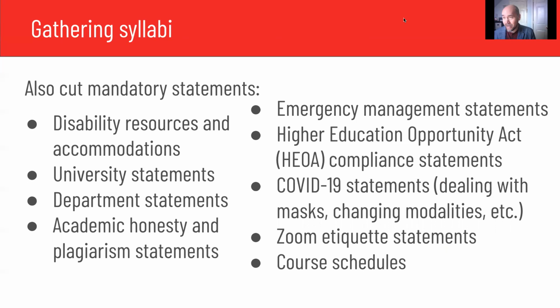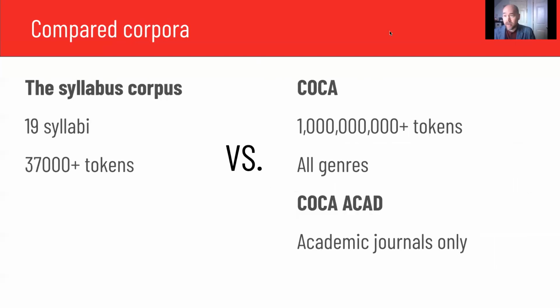Okay, so again, I cut all this stuff out of the syllabus corpus. So what was left was mostly stuff that was unique to that instructor and unique to that course. Okay, and I was left with this syllabus corpus, which I'm going to call the syllabus corpus from now on. Again, 19 syllabi, 37,000 plus tokens, more than 37,000 tokens.